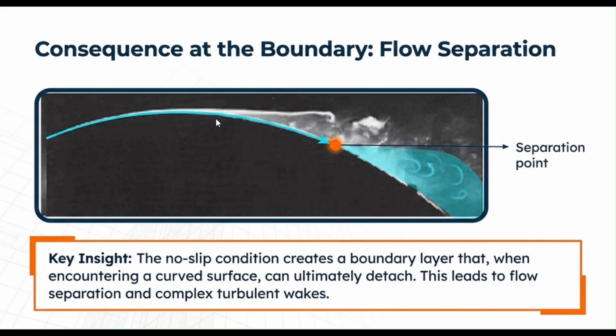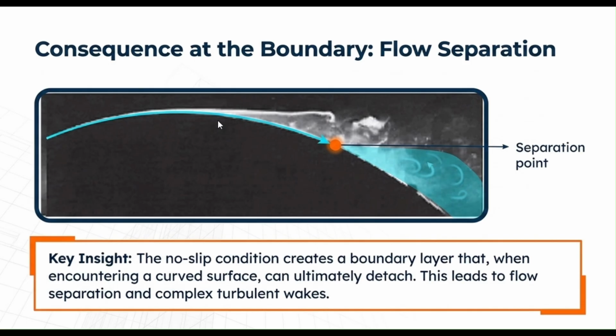The no-slip condition leads to another important phenomenon called flow separation. When fluid flows over a curved surface, the boundary layer may not always stay attached to the surface. Under certain conditions, especially when the pressure increases in the direction of the flow, the fluid near the wall slows down and may eventually reverse direction. At that point, the flow separates from the surface.